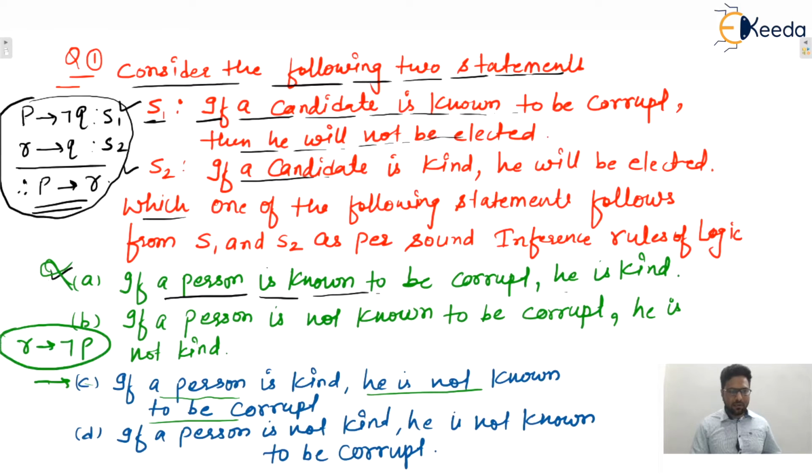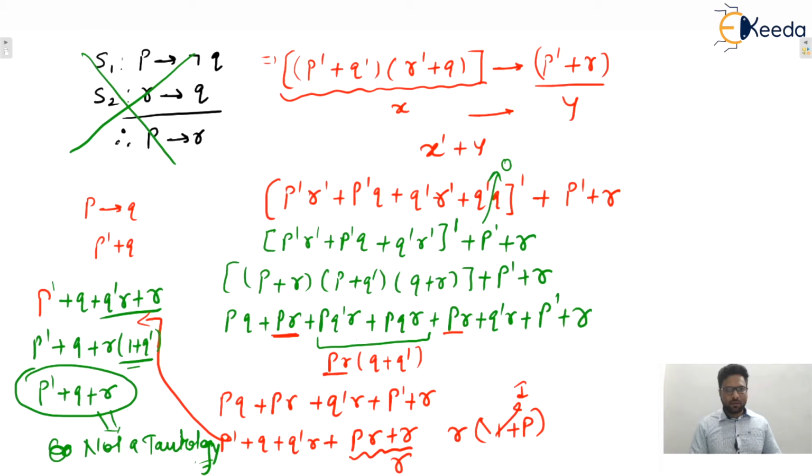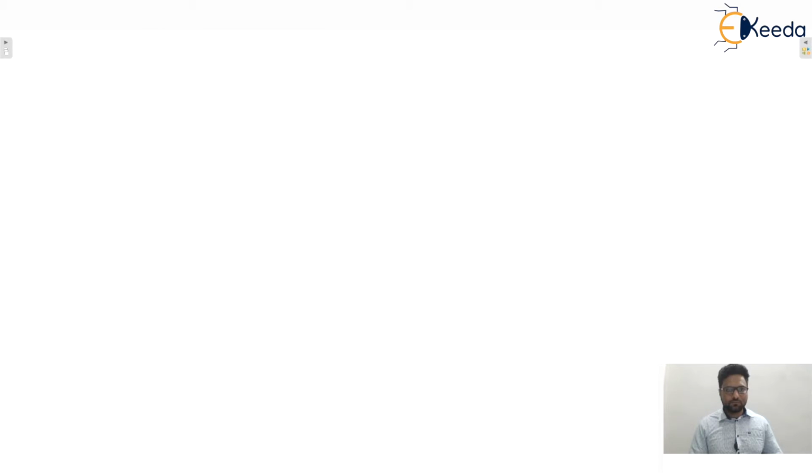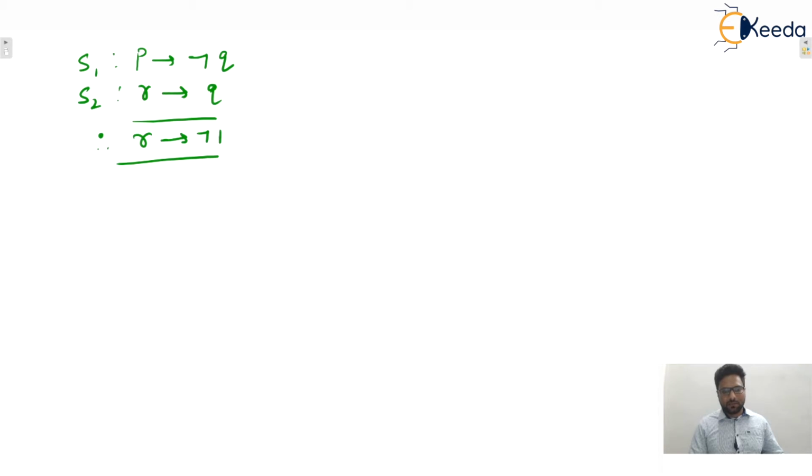So for option C, the argument will be what? S1 is given, that is P implies negation Q, and S2 is R implies Q. Therefore option C is R implies negation P. So check it once.